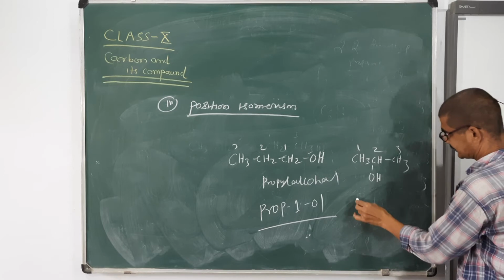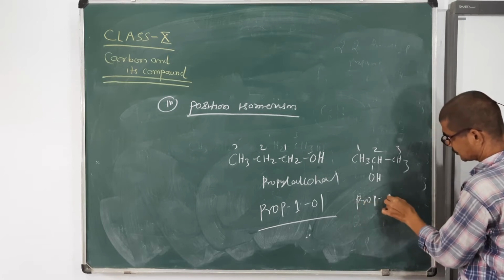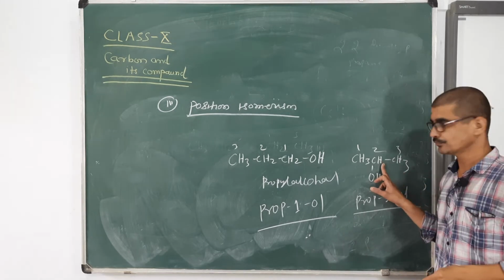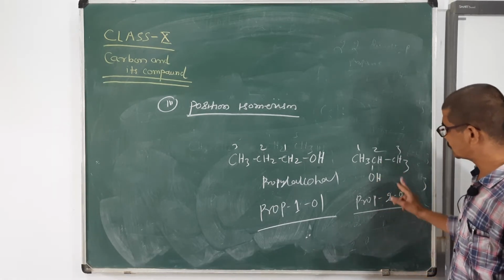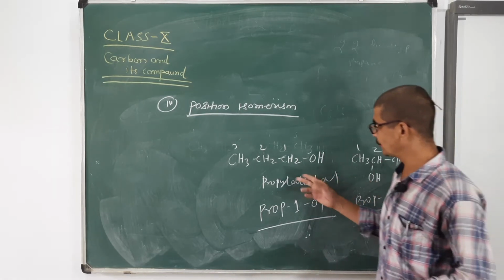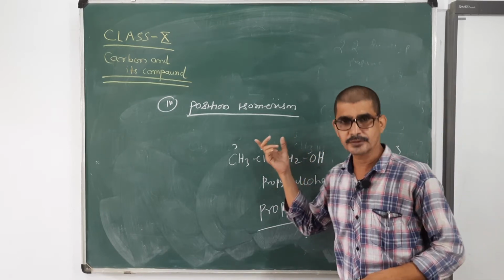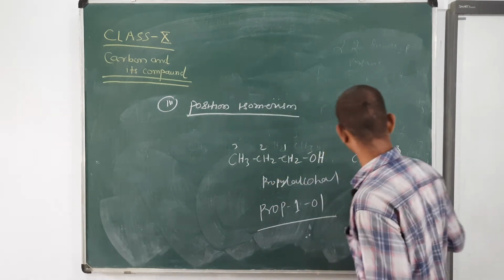One, two, three, prop-2-ol, the position of OH is at the two carbon atom. This is called prop-2-ol. So the position of the functional group is different here. So this is the example of position isomerism.